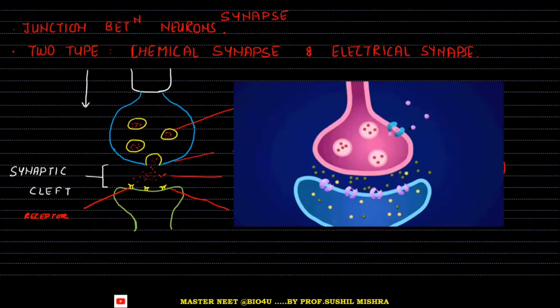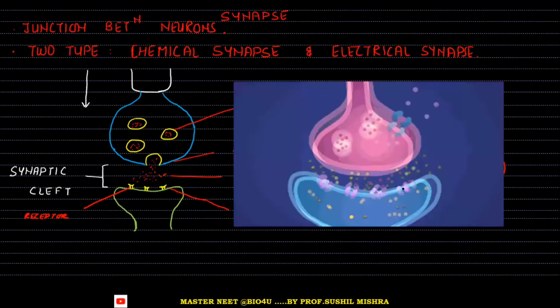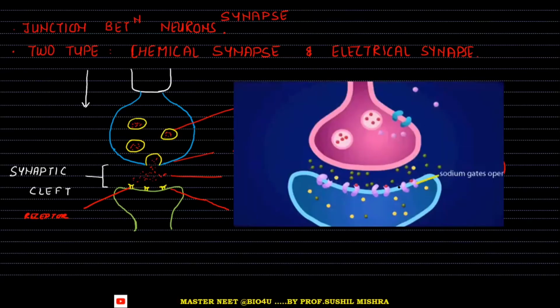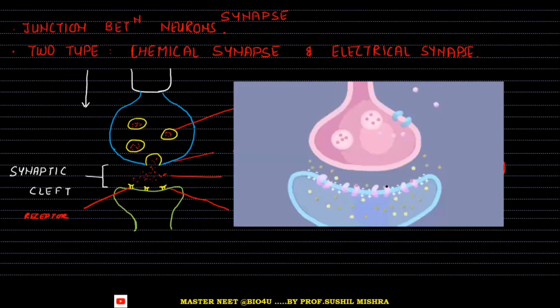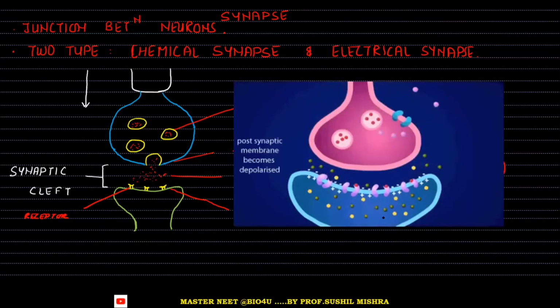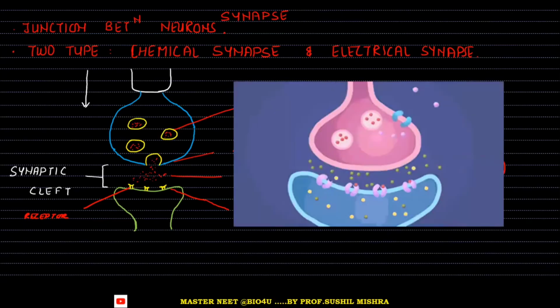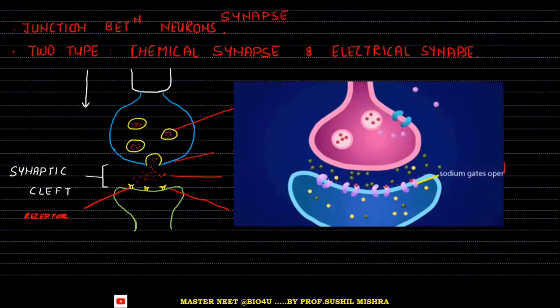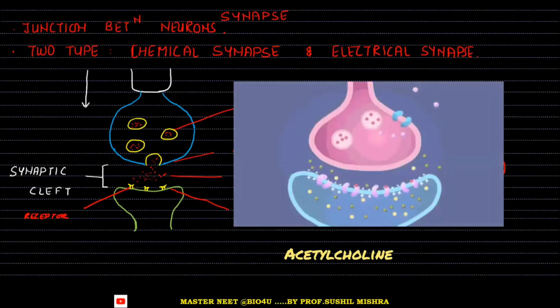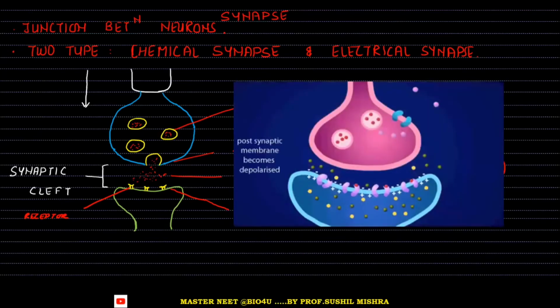Repetition again. Calcium comes inside. It directs the synaptic vesicle to release neurotransmitter. The neurotransmitter binds to the receptor, due to which the sodium gate opens up. Sodium starts moving in. The moment sodium comes in, an action potential is generated, which is carried further, and the process continues. So remember, when a neuron passes the information to another neuron through a chemical, we call it a chemical synapse, and that chemical is called a neurotransmitter. The most common neurotransmitter is acetylcholine.